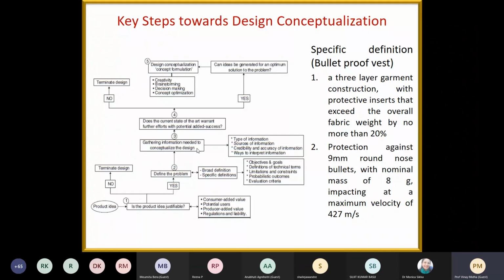So after collecting this particular information, if you feel that the current state of the art warrants further efforts with potential added success for this particular product design, then it should be taken further. And once it is taken further, then you enter the design conceptualization stage, where the creativity, brainstorming, decision making, and the concept optimization will be carried out. And if the answer after gathering this information is no, then you may terminate this particular design at this stage only.